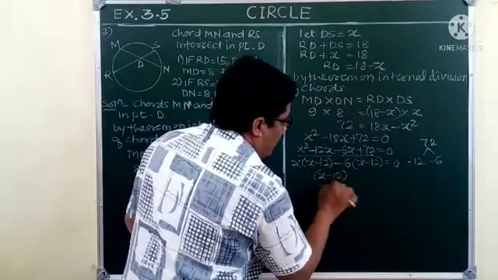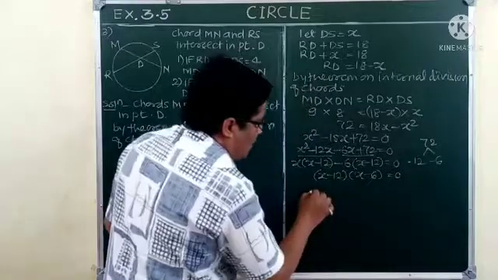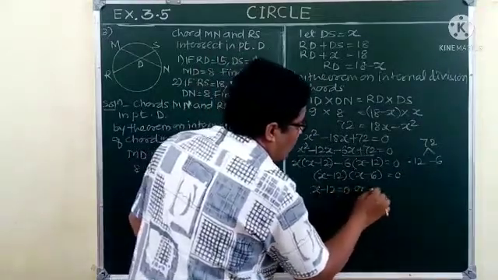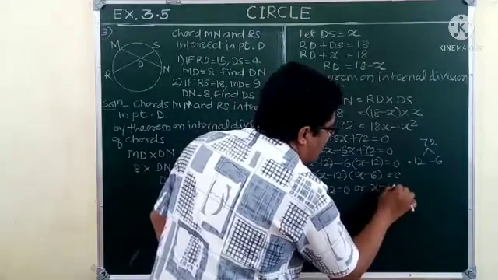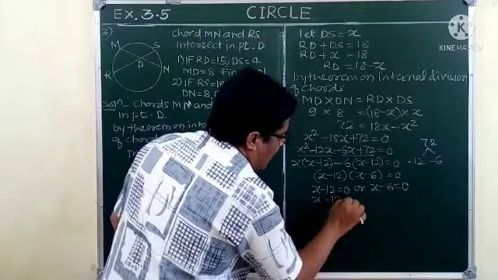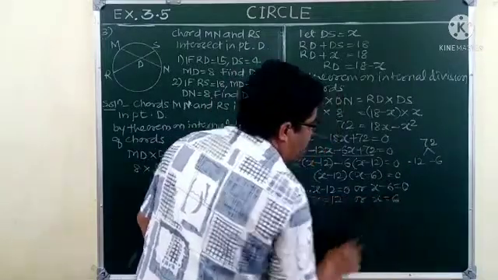x minus 12, second bracket will be x minus 6 is equal to 0. x minus 12 is equal to 0 or x minus 6 is equal to 0. x is equal to 12 or x is equal to 6.